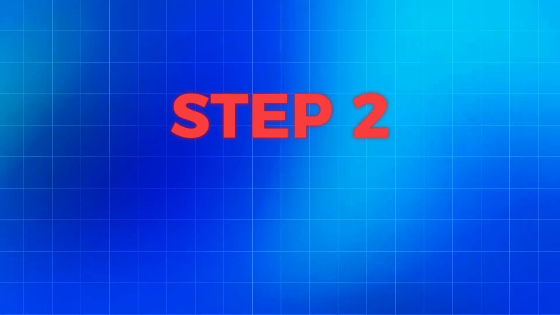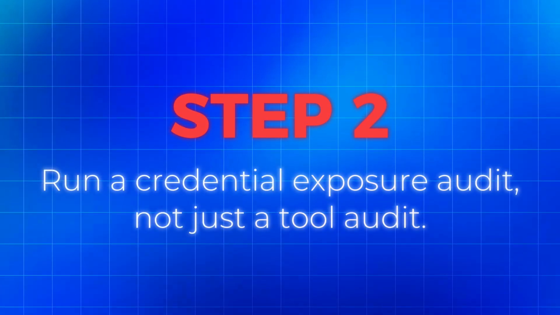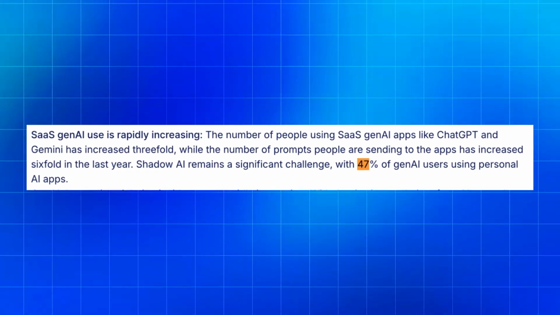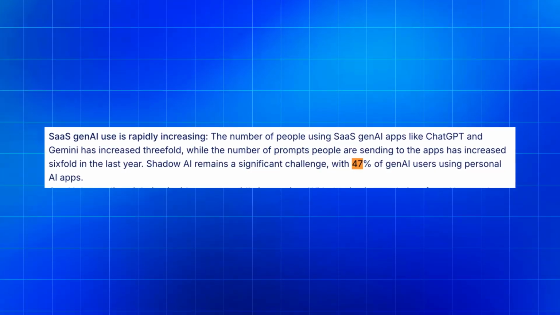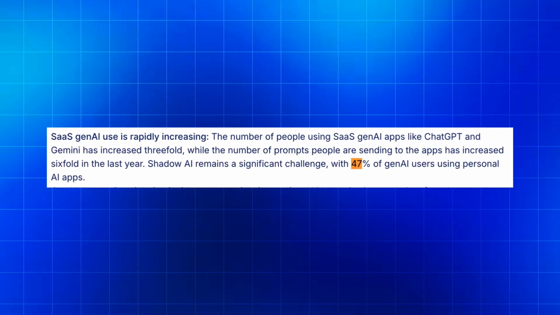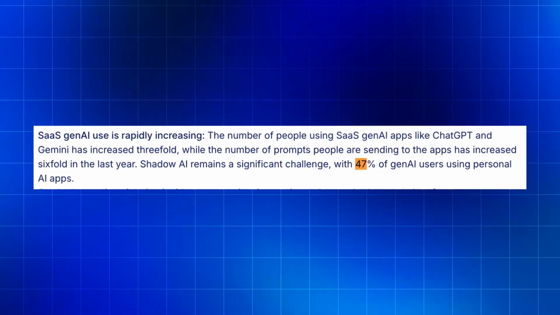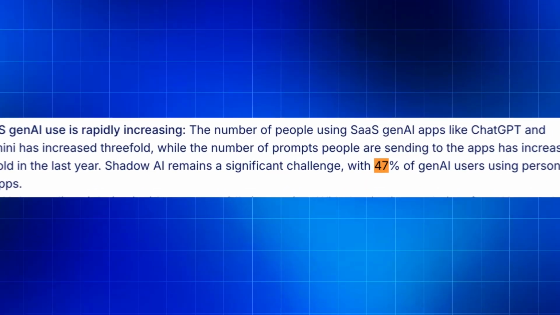Next, run a credential exposure audit, not just a tool audit. Most people will tell you to audit which AI tools your team is using, and that's fine, do that, but it's surface level. Here's the audit that actually matters. Where are your credentials going? Here's what I mean. A Netskope report from January found that nearly half, 47%, of people using Gen AI platforms at work are doing so through personal accounts. Not company-managed accounts, but personal ones. Their company has zero oversight.